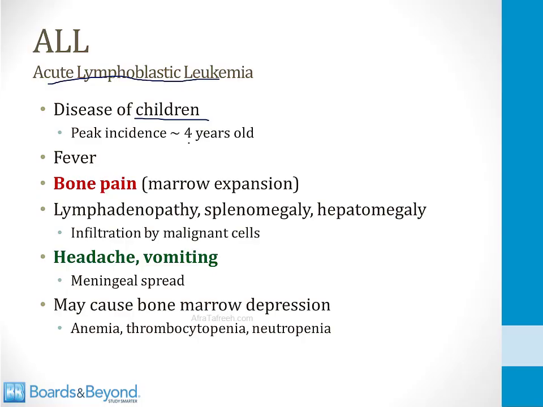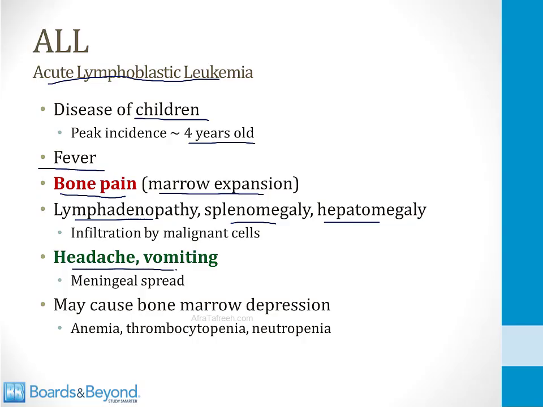The peak incidence is 4 years old, and children who develop this generally present with nonspecific symptoms of not feeling well. For example, they can present with fever and fatigue. Bone pain is a common symptom. This is because the marrow is expanding and filling up with blasts. Lymphadenopathy, splenomegaly, and hepatomegaly can all potentially occur, and this is all the result of blasts being produced from the bone marrow and getting out into the peripheral blood and then filling up these organs so that they become enlarged.